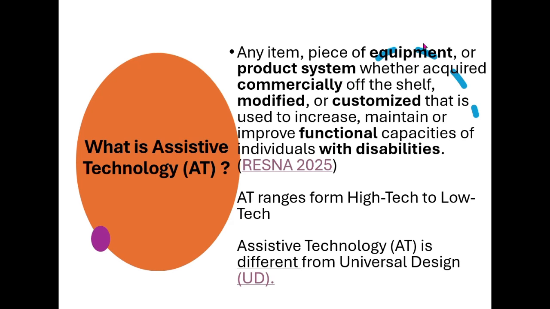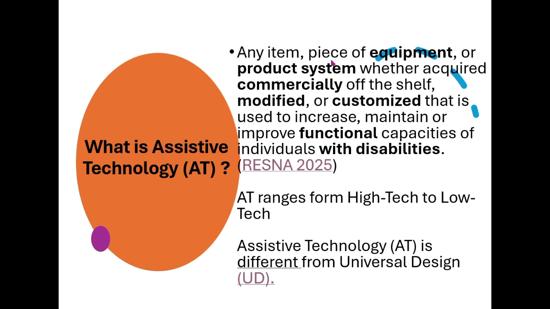Assistive technology can be equipment, which is hardware you can hold in your hand. So think of a device that you can actually manipulate in your hand. A product system usually refers to software. Whether this is acquired commercially off the shelf, meaning you pull it up from the shelf and give it to the client. For example, a hospital wheelchair. Hospital wheelchairs are standard equipment. You give it to the client, not a whole lot of modification or customization.